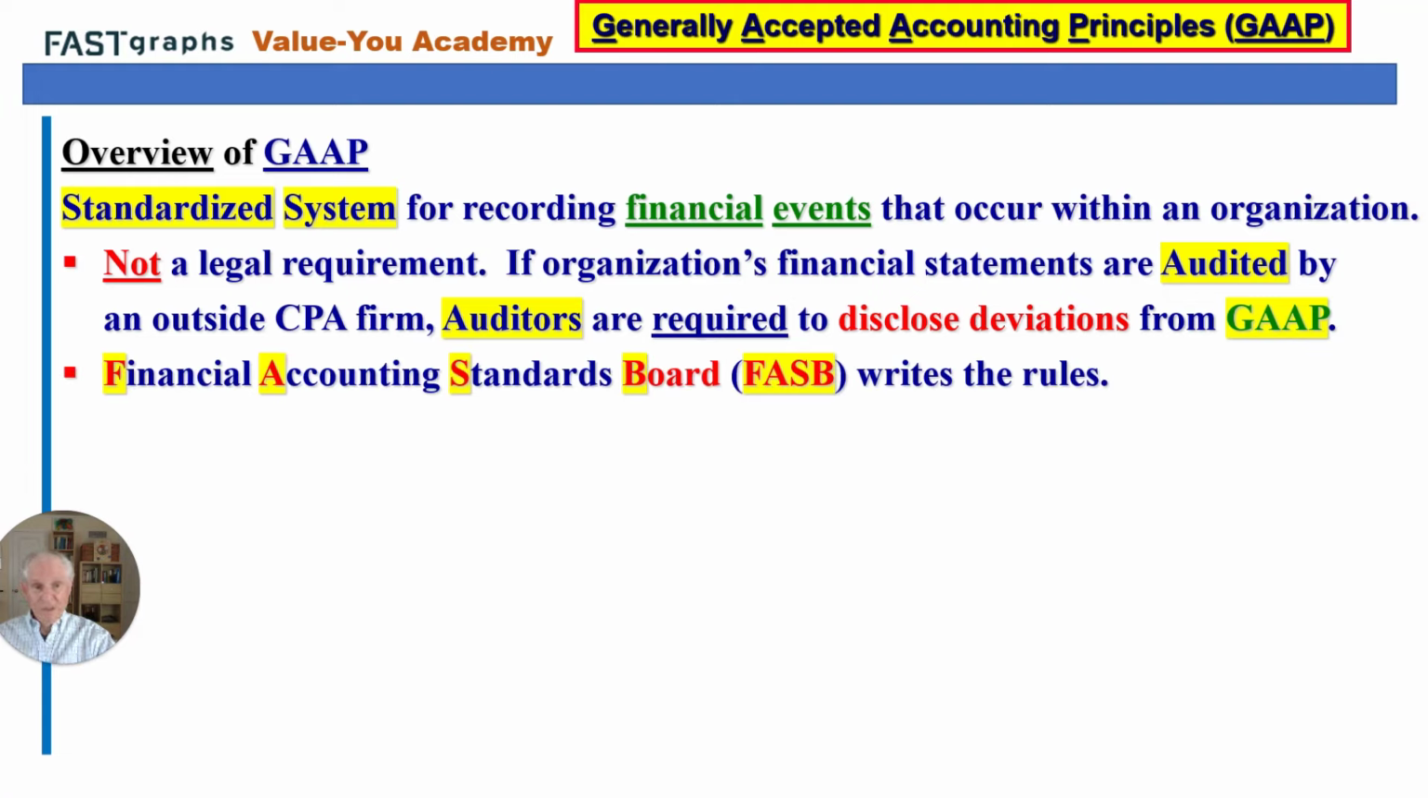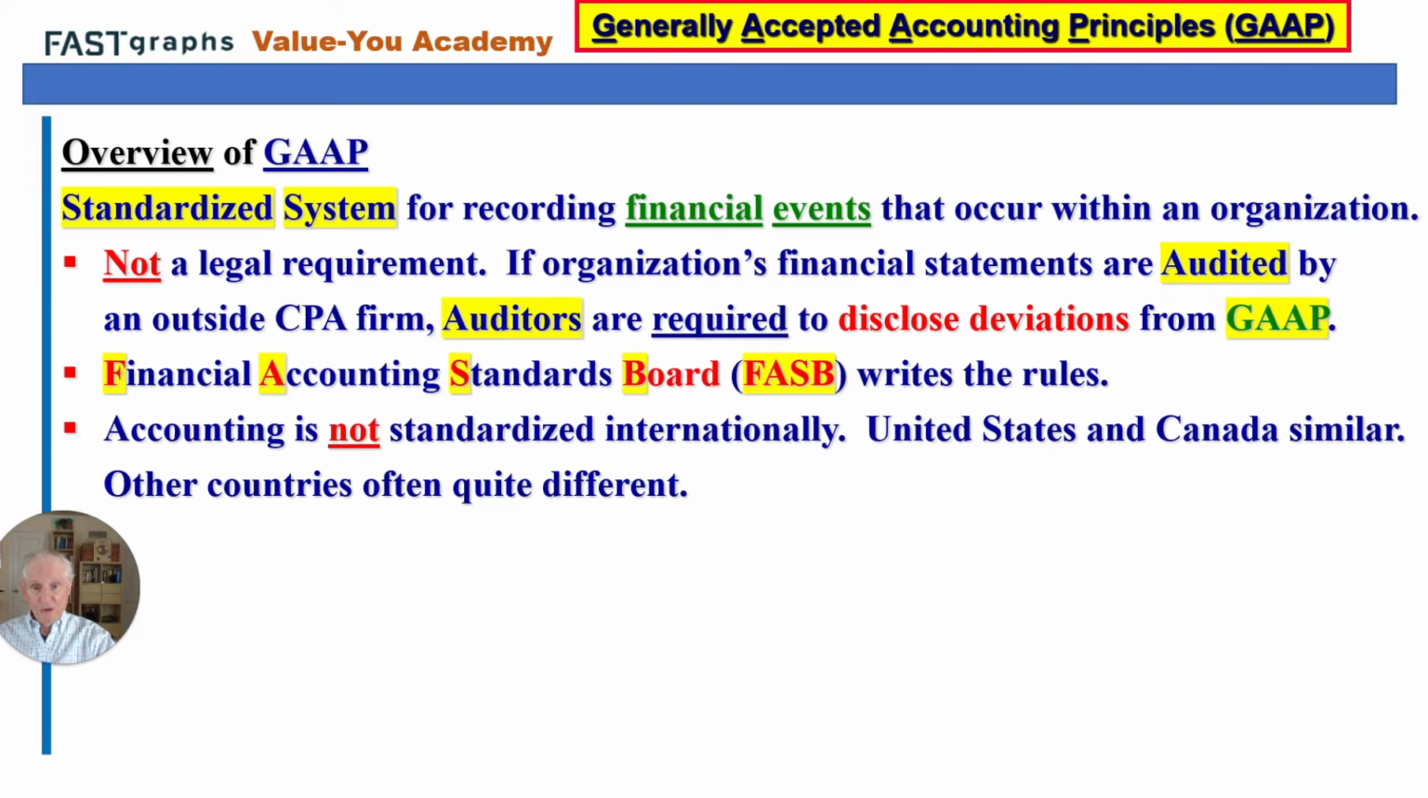So FASB writes the rules that we follow, and accounting rules do vary around the world. I do a lot of international training. The US and Canada are similar, but when I go to the UK, or I work with Siemens over in Germany, or I go to the Orient and work with Mitsubishi and other international organizations, their rules of accounting sometimes are different.